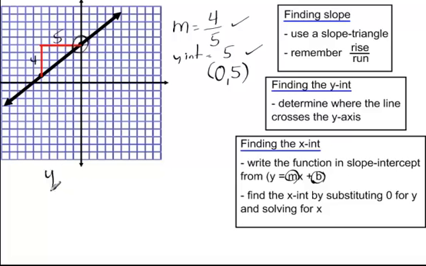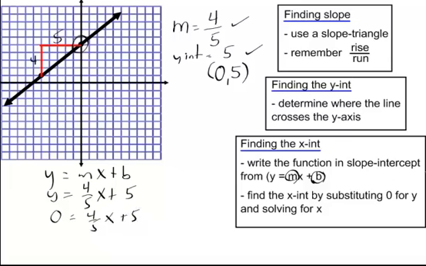So y equals mx plus b. Y equals, I know my slope was 4/5, so I put it where the m is. And I know my y-intercept was 5, so I put it where the b is. There, I just wrote an equation for that line. Pretty cool. Now let's substitute 0 for y and solve for x.